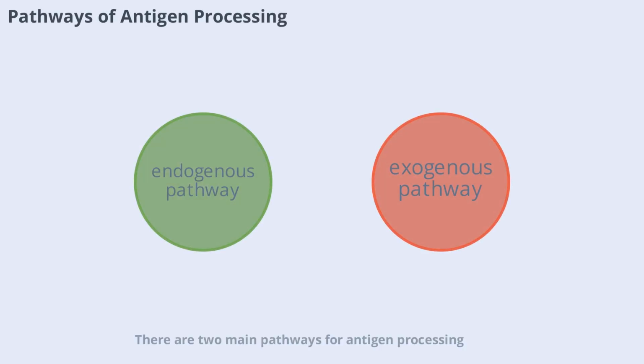There are two main pathways for antigen processing: the endogenous and exogenous pathways. The endogenous pathway handles antigens from within the cell, such as viral proteins produced during infection. The exogenous pathway deals with antigens that come from outside the cell, like bacteria or toxins. Each pathway uses different mechanisms and leads to the activation of different types of T cells. Understanding these pathways is key to grasping how the immune system tailors its response to various threats.